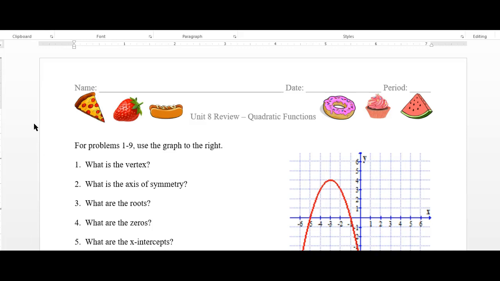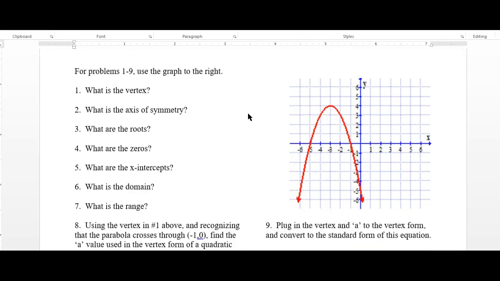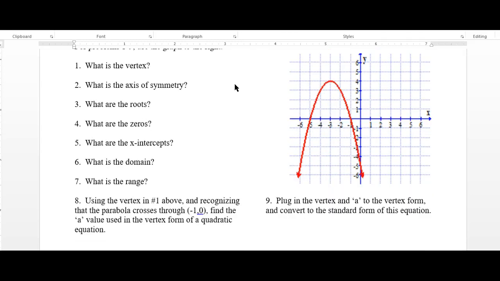Right, Unit 8 test review. This is a test all about quadratic equations and functions and parabolas and that kind of stuff. This covers all of the worksheets we did over the last couple weeks. Starting out here, numbers 1 through 9 all use this parabola over here.